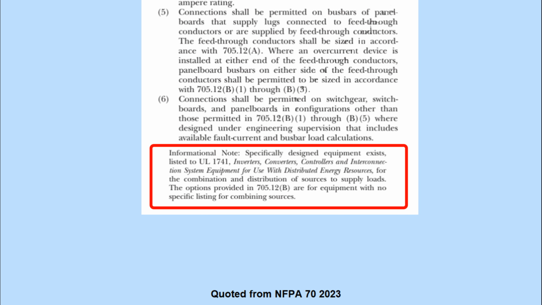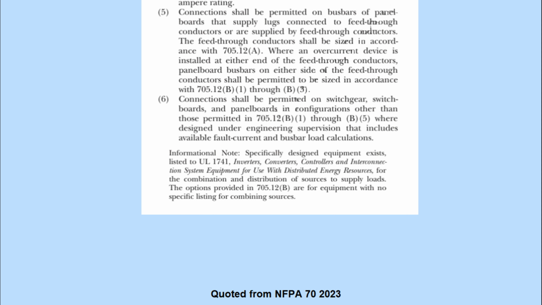Informational note: specifically designed equipment exists, listed to UL 1741, inverters, converters, controllers, and interconnection system equipment for use with distributed energy resources, for the combination and distribution of sources to supply loads. The options provided in 705.12(B) are for equipment with no specific listing for combining sources. My EG4 18kPV application doesn't require a configuration other than those permitted in 705.12(B)(1) through (B)(5), and most residential inverters don't. So this is outside the scope of this video.